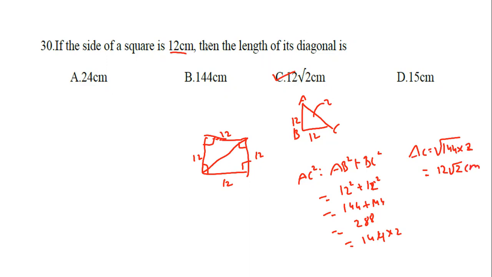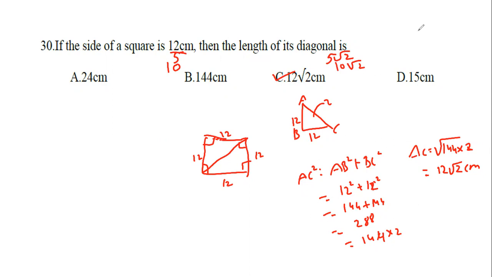Or else directly, if 12 is there, write 12 root 2. If 5 is there, the diagonal length is 5 root 2. For example, if it is 10, the diagonal length is 10 root 2. Directly you can write it down. Don't need to calculate all this. If you get any confusion, then follow these steps.